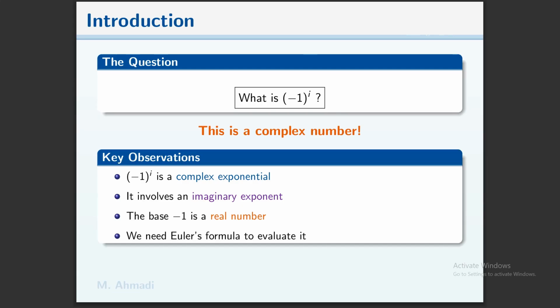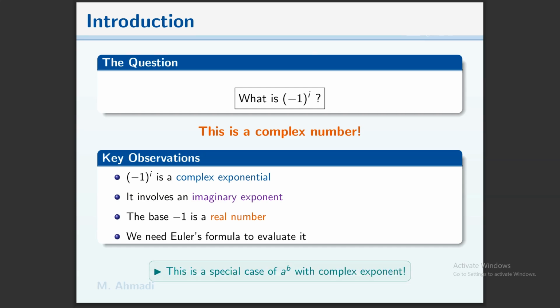There are some observations. Minus 1 to the i is a complex exponential. It involves an imaginary exponent. The base, minus 1, is a real number. We need Euler's formula to evaluate it. This is just a special case of a to the b with a complex exponent. We know a to the b, but when the exponent is complex, the meaning is different.